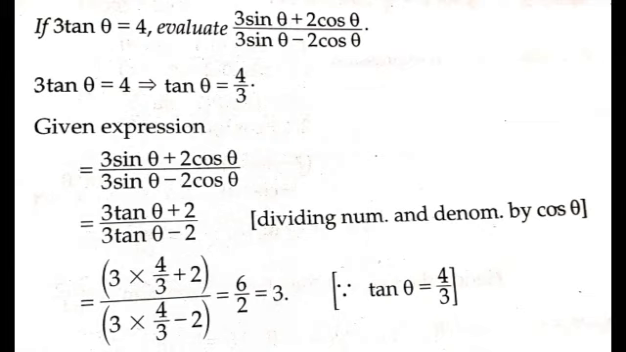Now in the given expression we have 3 sin theta plus 2 cos theta divided by 3 sin theta minus 2 cos theta. So on dividing numerator and denominator by cos theta, we will have 3 tan theta plus 2 divided by 3 tan theta minus 2. Why? Because cos theta will be cancelled. Then after putting the value of tan theta equal to 4 by 3, because this is the only trigonometric ratio left in the expression, we get 3 into 4 by 3 plus 2 in the numerator divided by 3 into 4 by 3 minus 2 in the denominator, which results as 6 by 2, which is finally equal to 3.